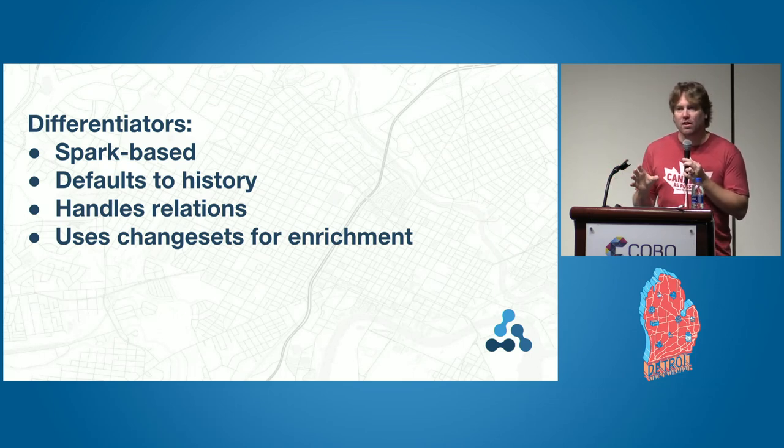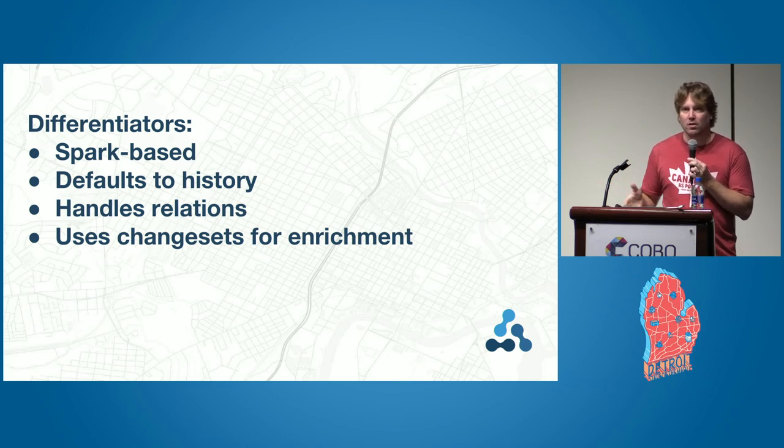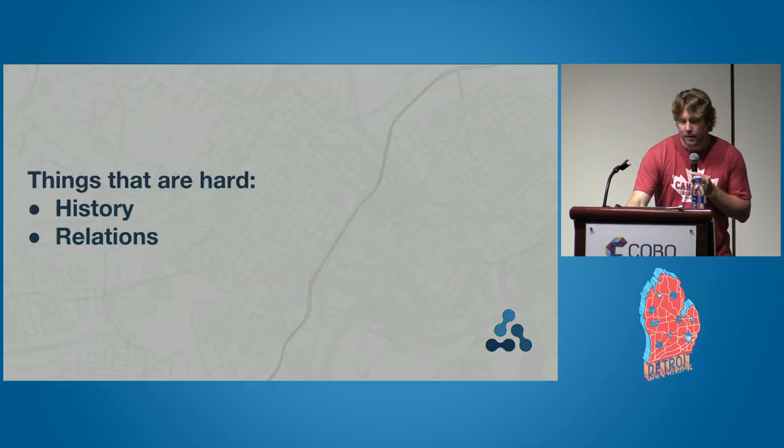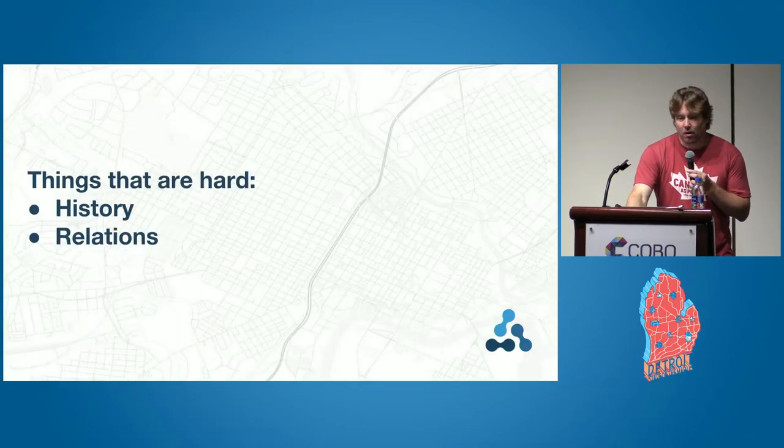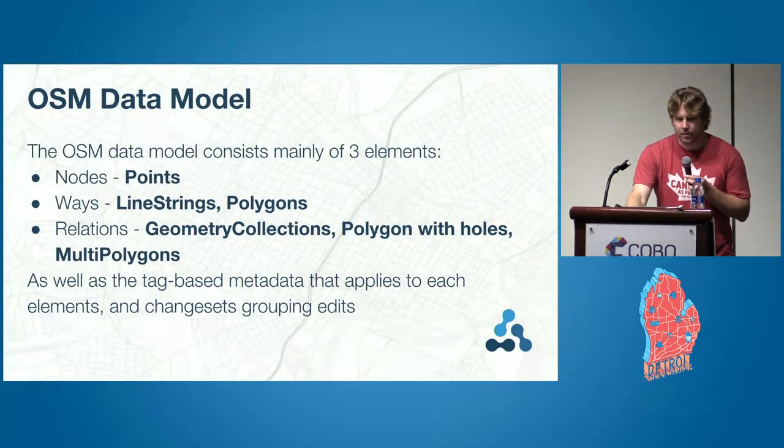So we keep a core set of metadata, including the change set ID, but we don't think about any of the user information. Partially GDPR is to blame, but all of that data is available as a second table. So in SQL terms, it's a join. So things that are hard, history and relations.